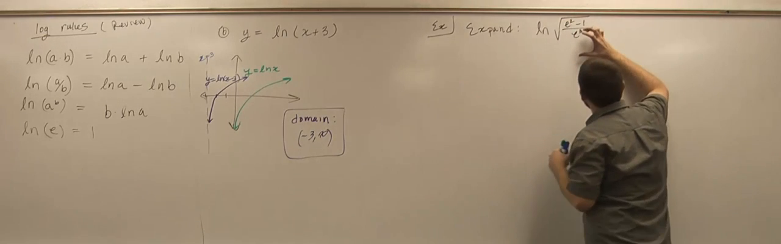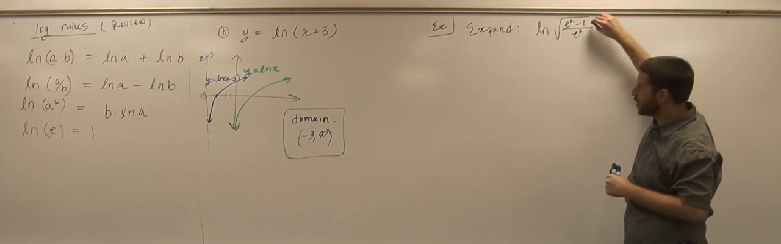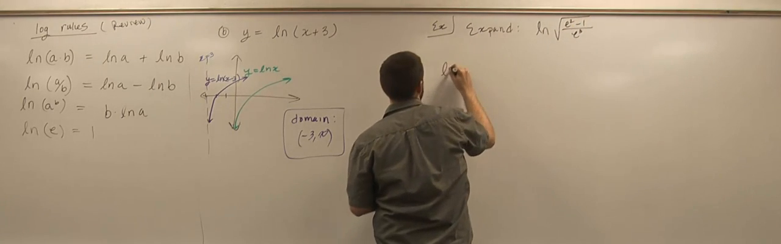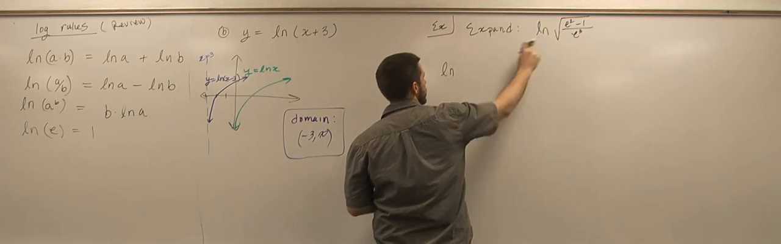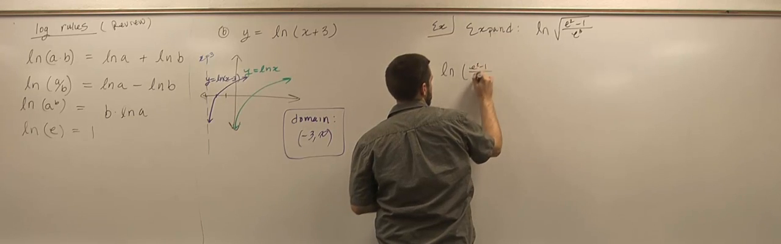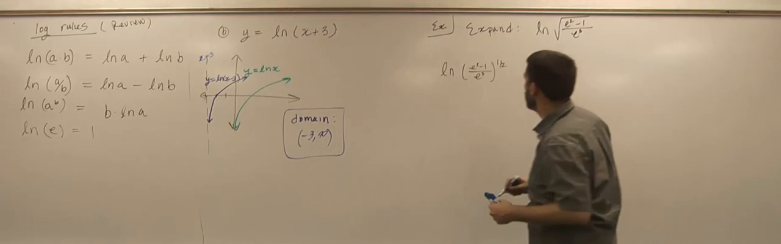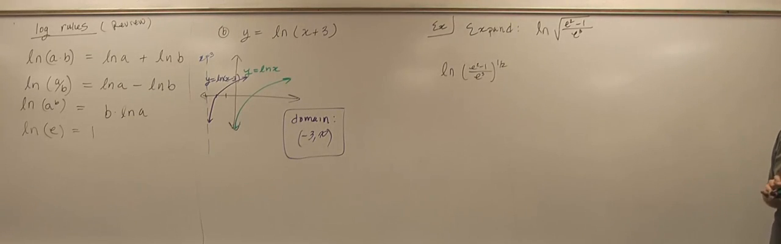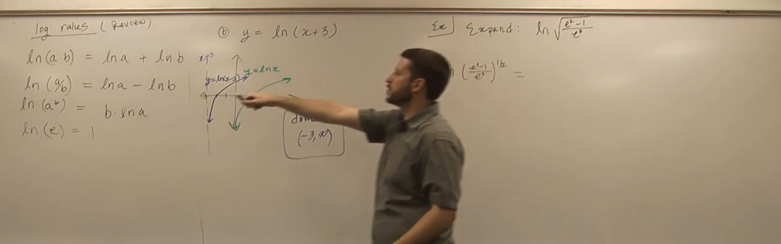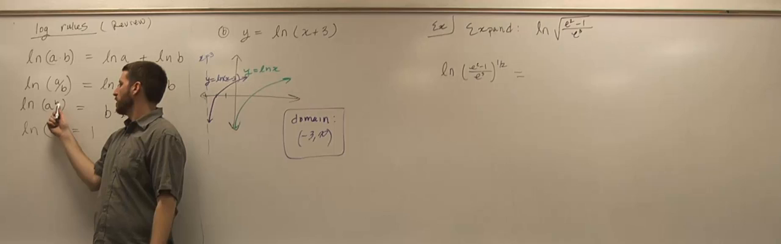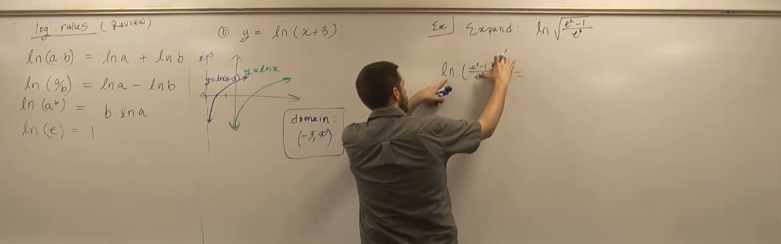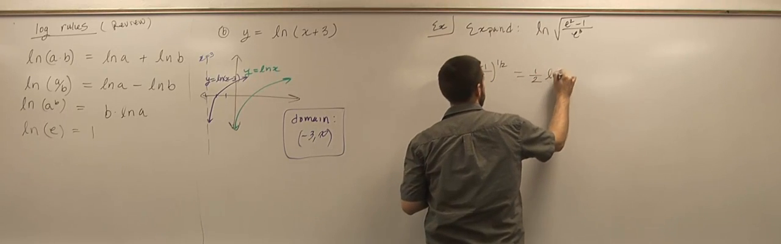Before you can get in here to the division, you have to get rid of this power of 1/2. So to expand this, you're going to take natural log of root e squared minus 1 over e cubed and turn it into this. Put the square root as a 1/2 power. Then bring the 1/2 down. That's what this log rule says. If you have an exponent inside your log, you can bring it down in front.